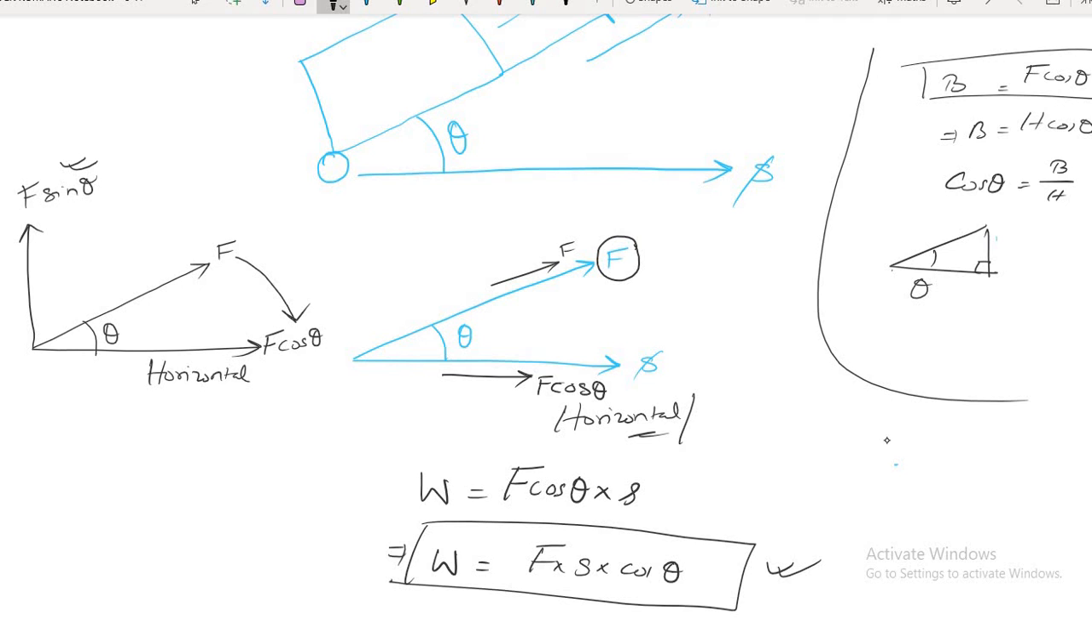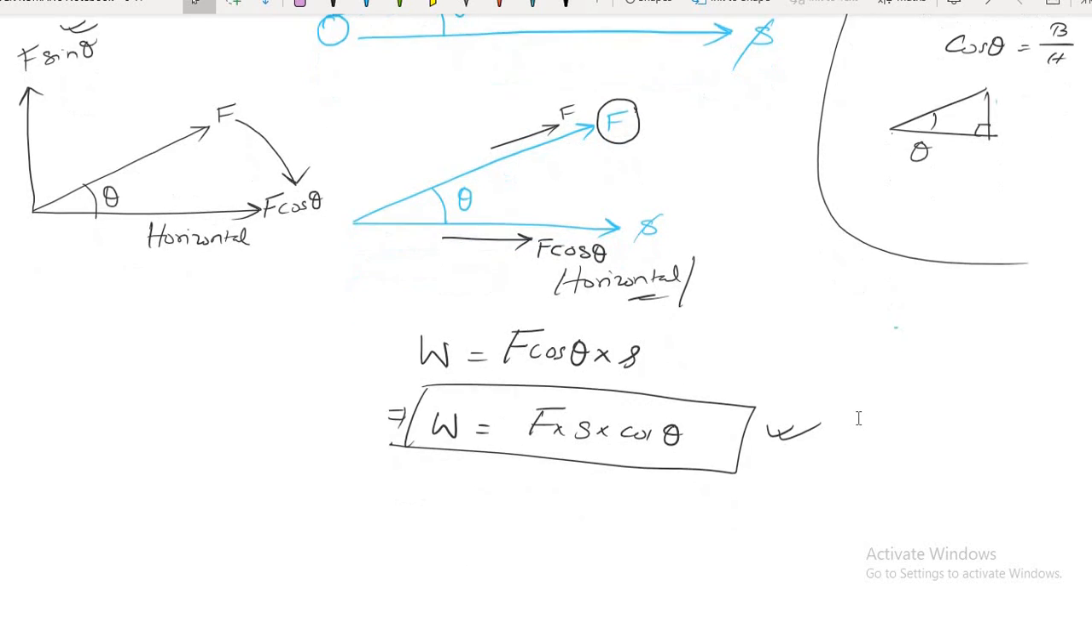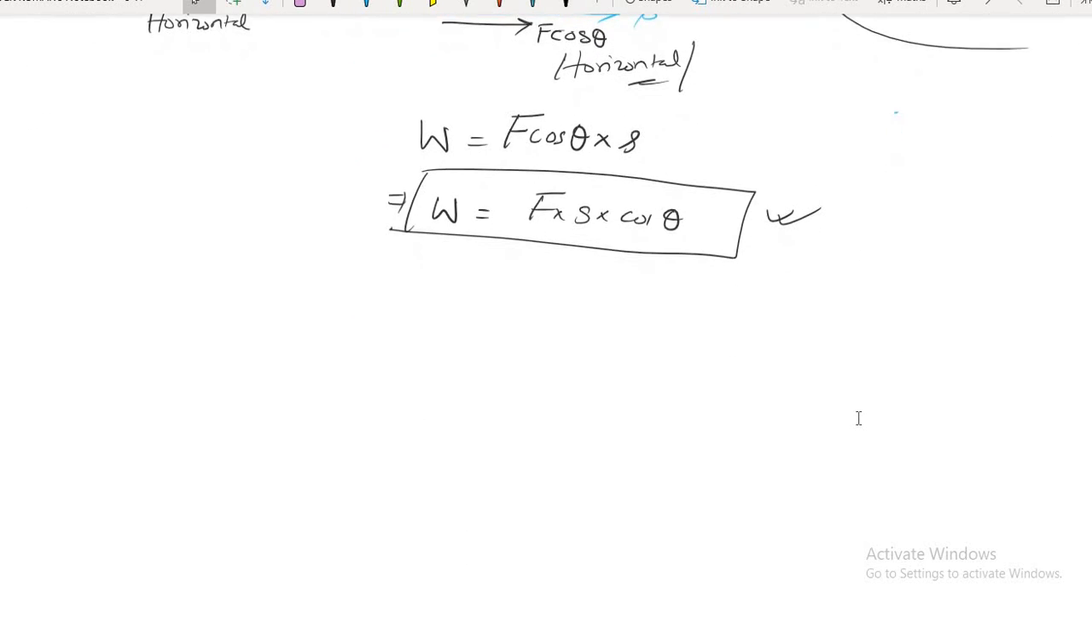I hope you have understood this one. Remember this formula, a very, very important formula. Let me solve one numerical along with this. That will help you understand the situation.